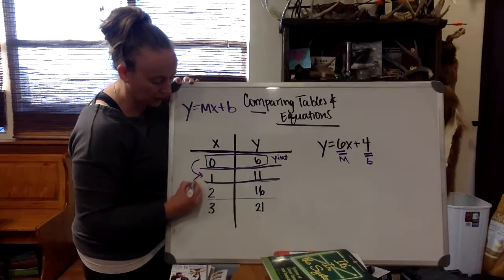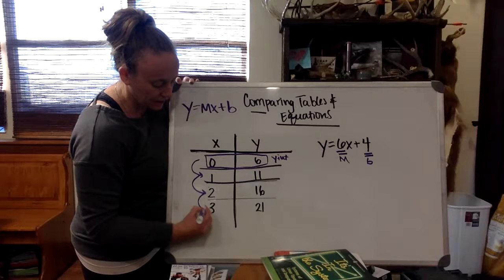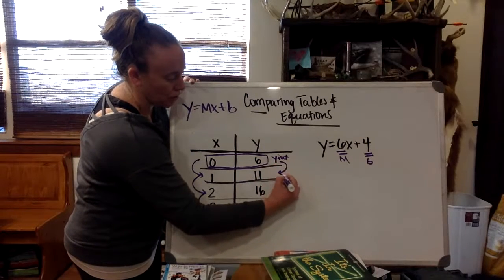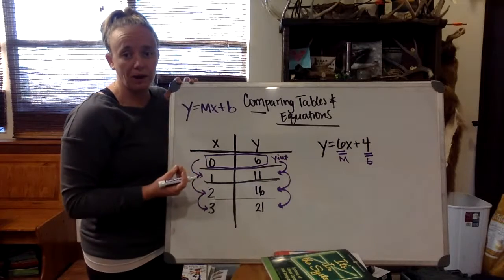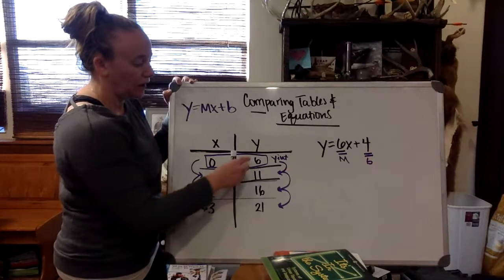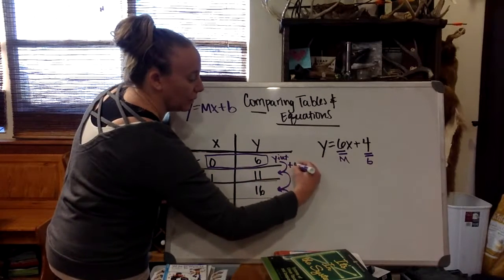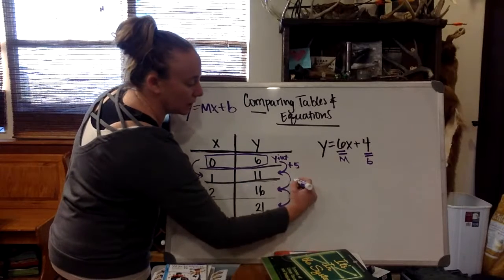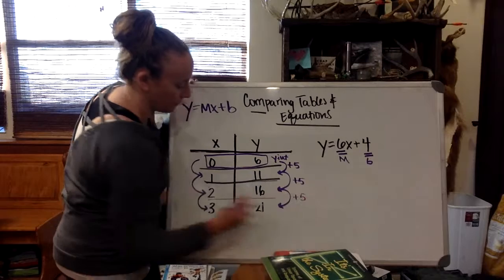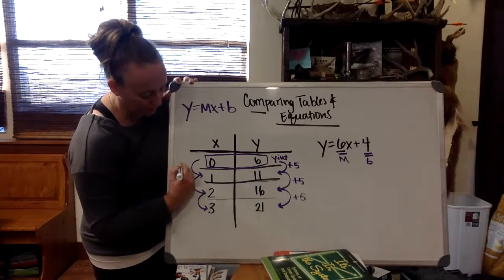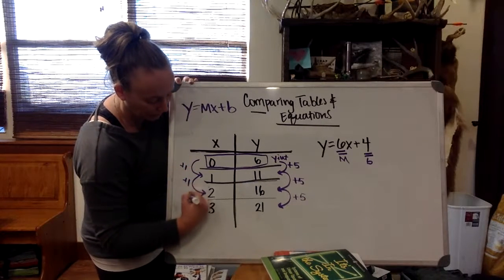That work is not going to take me very much time. I need to look at how the y's versus the x's change, because remember, slope is rise over run. We're changing our y values versus changing our x values. So 6 to 11, I'm increasing by 5. 11 to 16, increasing by 5. 16 to 21, again, increasing by 5. If I look at my x values, I'm increasing by 1 each time.